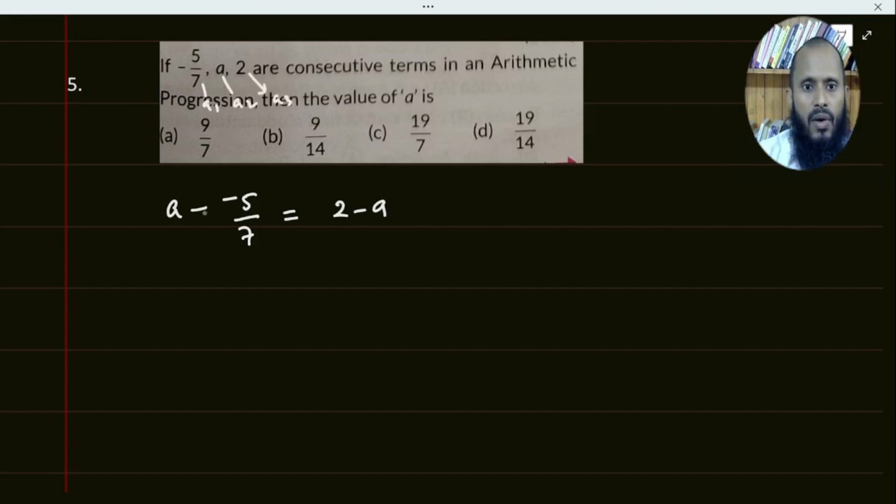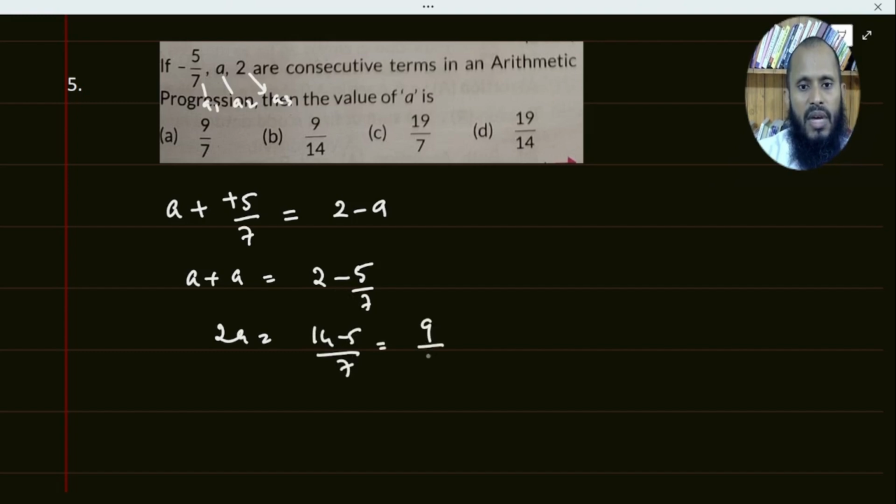Now this minus will become plus, and in the next step I can transpose this minus a on the RHS to the LHS. So, it will become a plus a will be equal to 2, and the plus 5 by 7 on the LHS I am transposing to the RHS. So, I will get something like this. So, 2a is equal to, I can cross multiply 2 minus 5 by 7 to get 14 minus 5 by 7, which is nothing but 9 by 7.